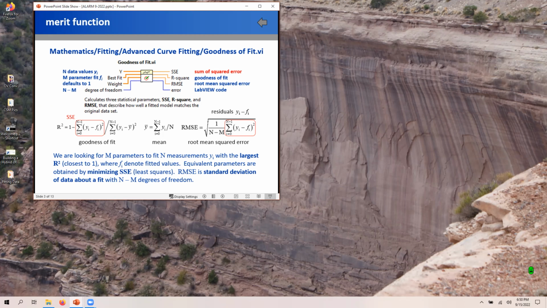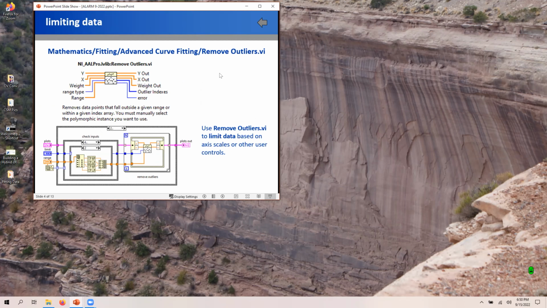Another VI that I mentioned that is useful is remove outliers, in essentially the same place. What it does is allow you to window data. You can window it in the X direction or in the Y direction or both, as well as other range types you can apply. This is how you would use it. If you had a plot coming in, which is in a cluster of Y and X arrays, you feed it this, specify some range type, and specify the range. That's it. It just takes them out.